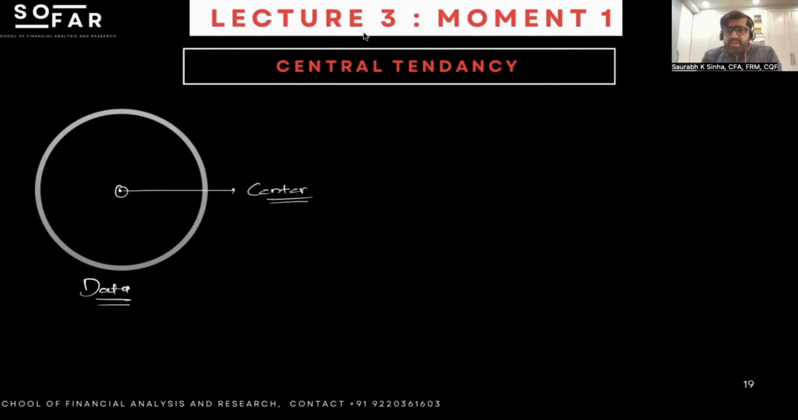Now, what are the different ways through which you can find that one single center for the data? There are multiple ways. One of the measures through which you can find the center of the data, we all know, is mean. The second is median, and the last is mode. Mean, median, and mode: the three ways you can find the center of the data.